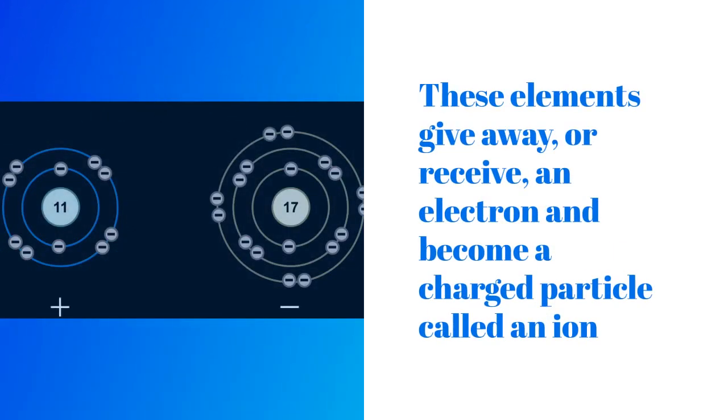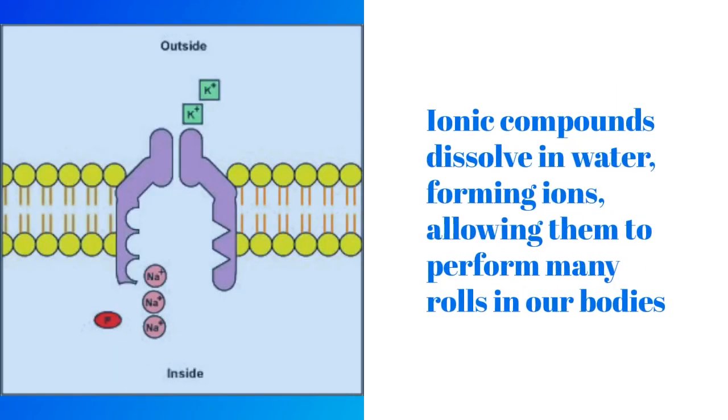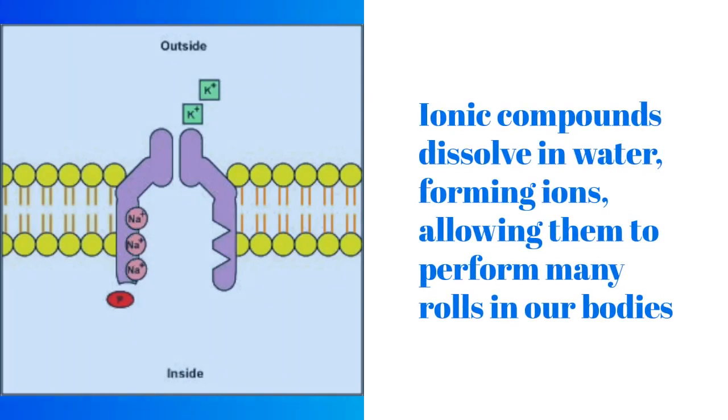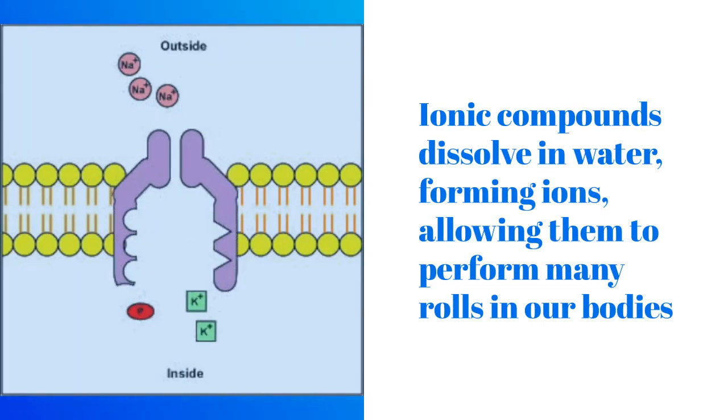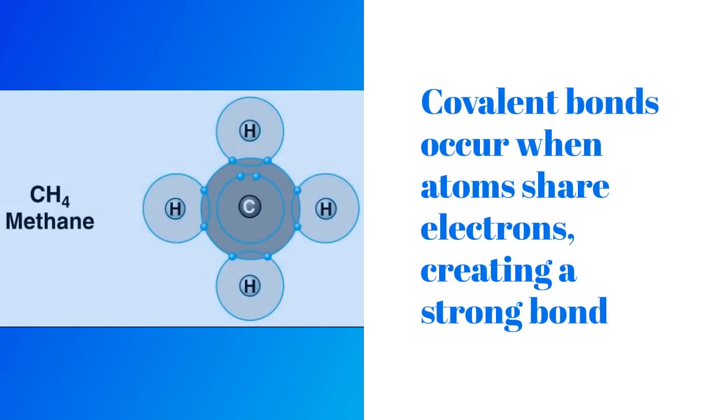These elements give away or receive an electron and become a charged particle called an ion, as we saw here, where sodium gave up an electron to chlorine to become a sodium ion, while the chlorine became a chloride ion. Ionic compounds such as sodium chloride dissolve in water, forming ions, allowing them to perform many roles in our bodies, as we can see here in a sodium-potassium pump.